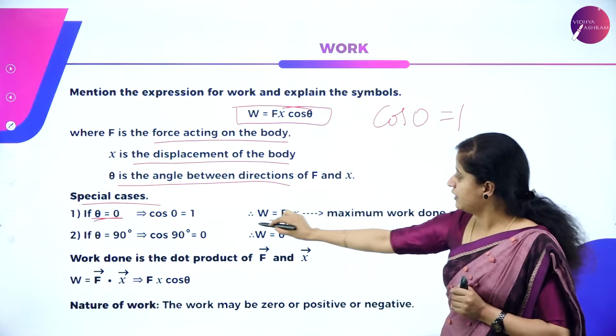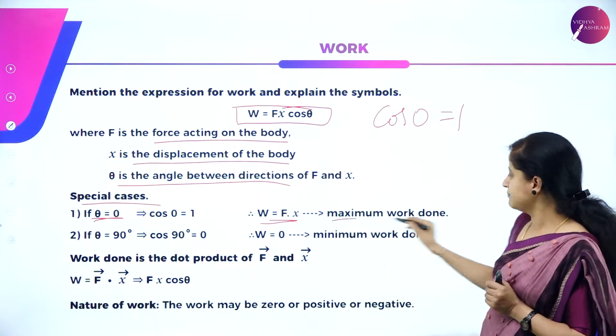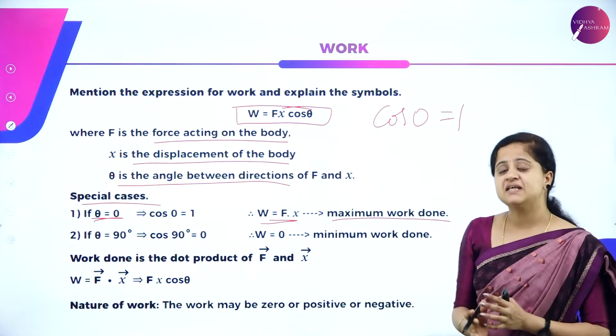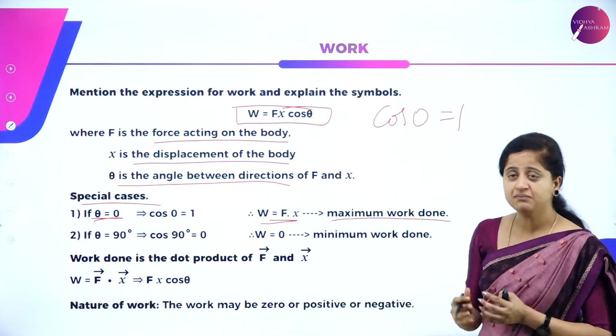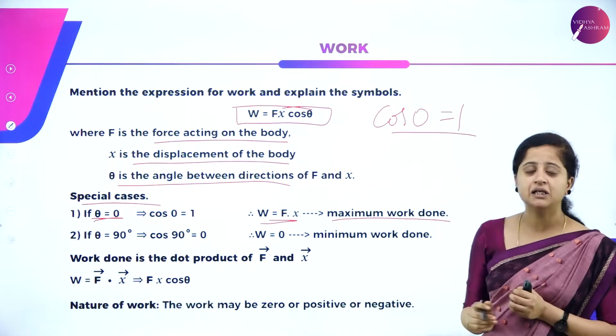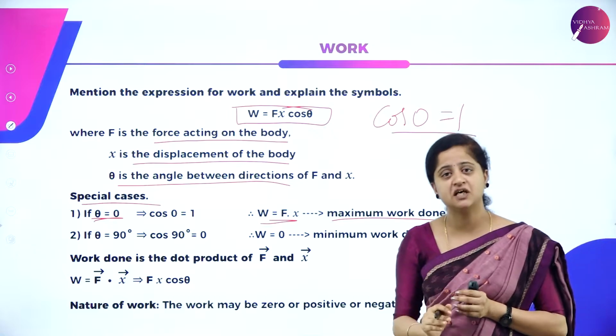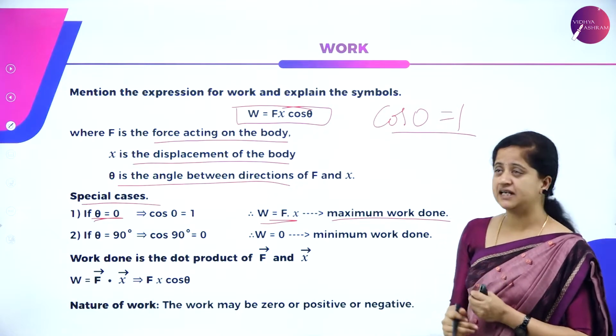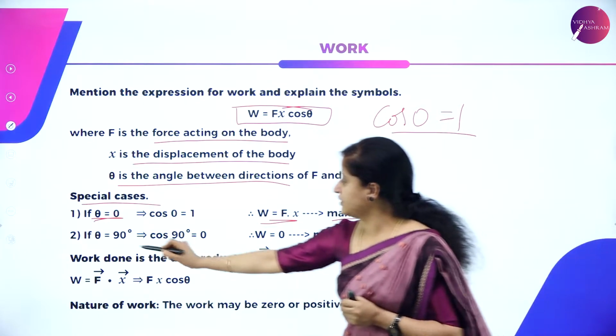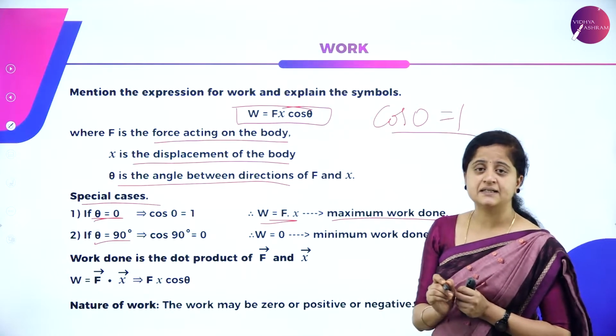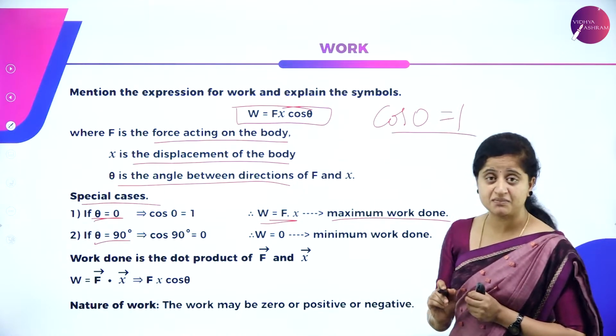W is equal to F into X, we will get. So this is the maximum work done. When can we say the work is done maximum? It is nothing but when the angle between the force and displacement is 0, then we can say the work done is maximum. Suppose theta is 90 degree, that is the angle between force and displacement is 90.